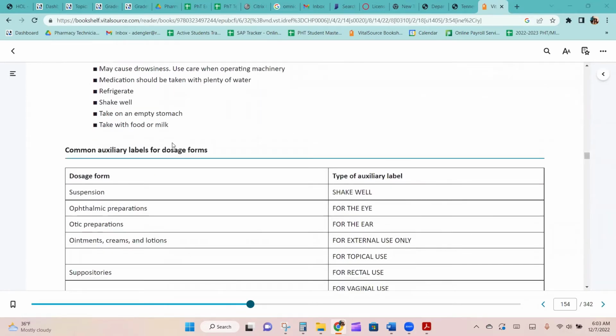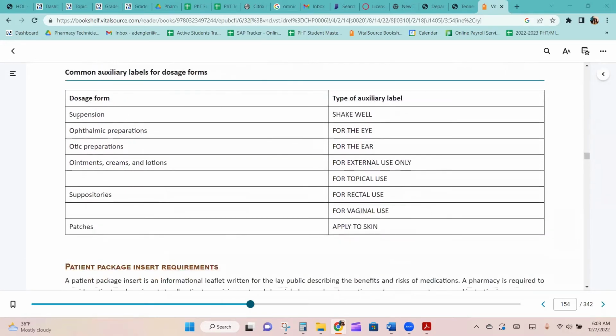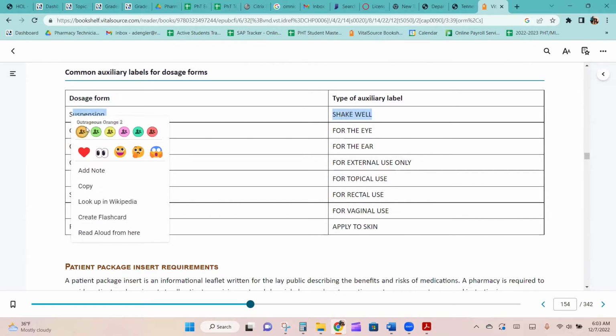Then we have common auxiliary labels for dosage forms. So for suspensions, we have shake well. That's one that's really important.